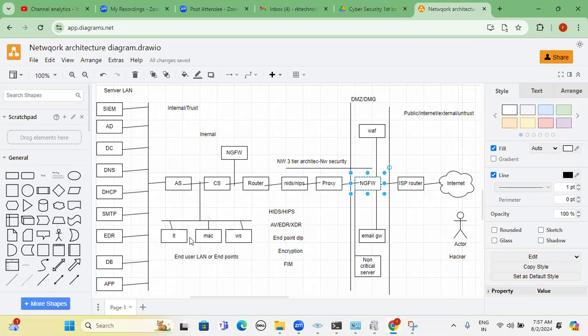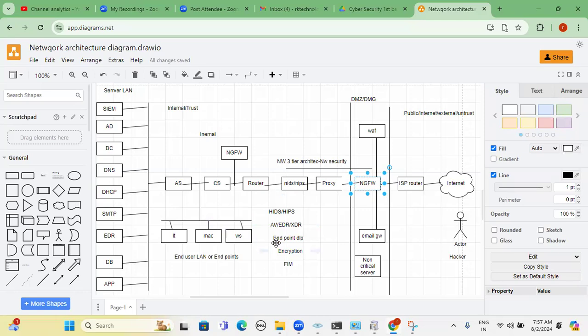So these endpoints, whatever security controls or solutions we are implementing, those solutions we will call endpoint protection, EPP, or else endpoint security solution. Coming back, endpoint security solutions are, so we have antivirus or EDR or XDR. That is the first solution. We have host IDS and host IPS, host intrusion detection system, host intrusion prevention system.